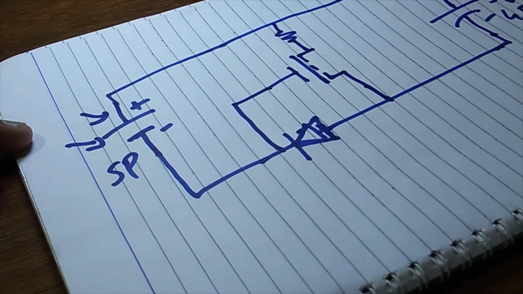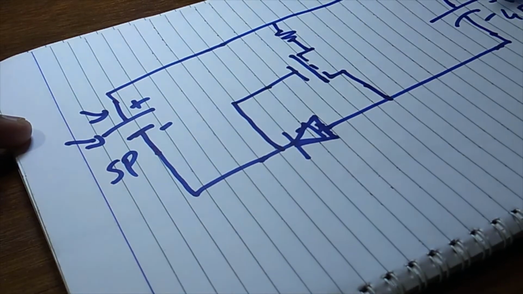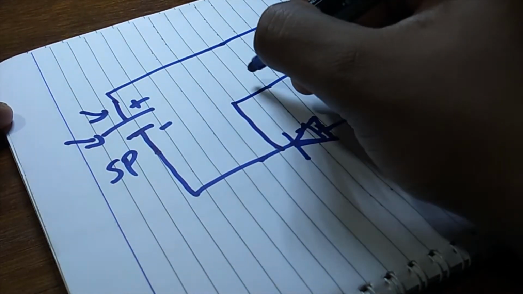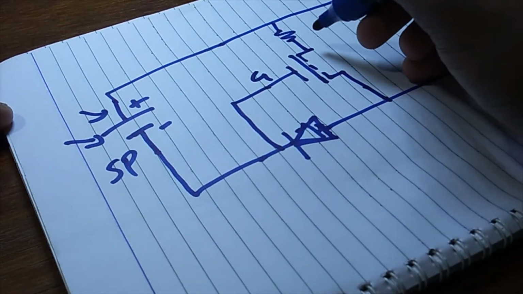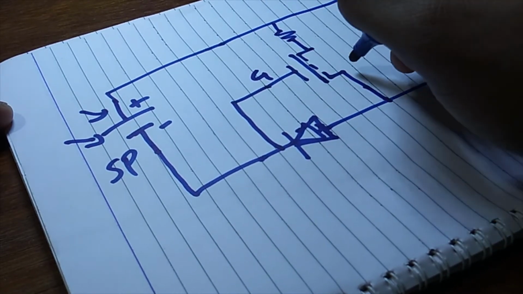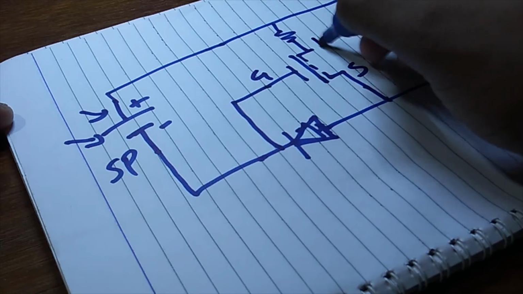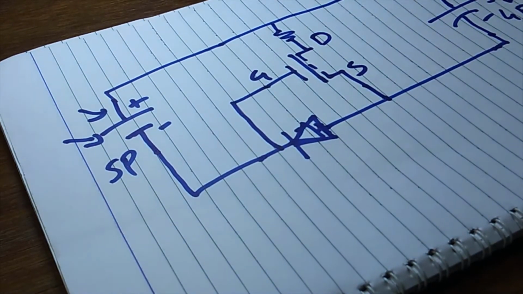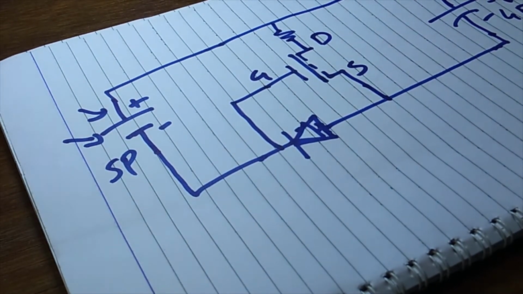Right, so this is how the whole thing is going to work. I know my symbols are not right, and maybe I'm not excellent at drawing this. So this is going to be the gate, this is going to be the source, this is going to be the drain, right? So this is how the whole circuit will look basically.